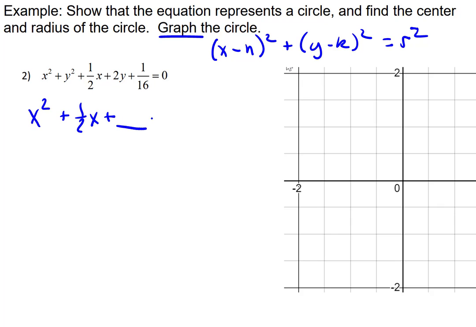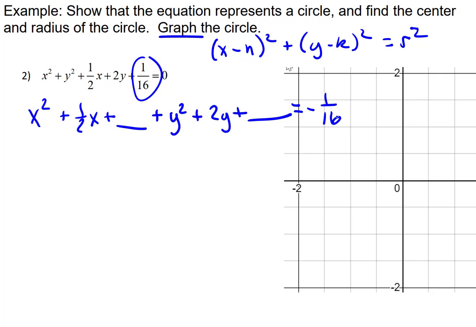Then I'm going to put plus blank, as we'll see the need for in a second. Okay, and then I'll move on to the y terms in order. I'll just say plus y squared plus 2y plus blank, and then equals, and I'm going to put this 1/16 that we had originally on the left side on the right side by subtracting it.